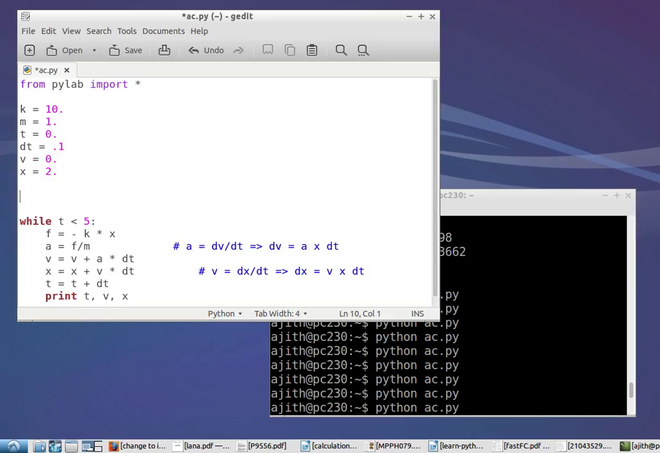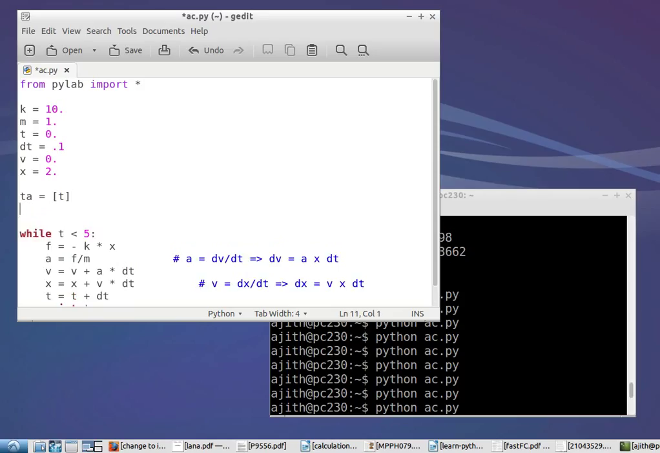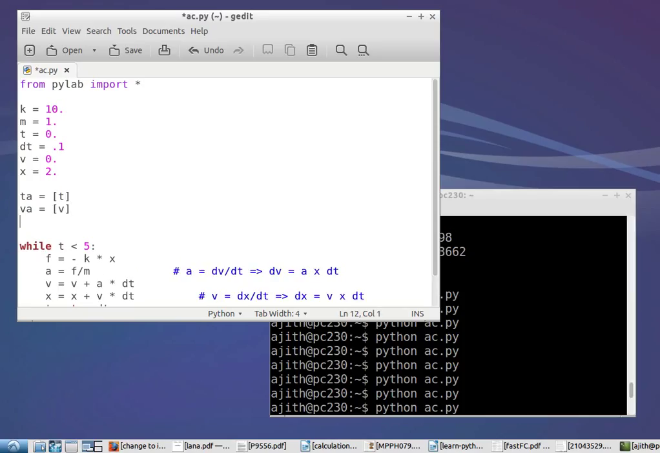For that, let us make some empty array, say ta. So all the time will be stored. The first element is the initial time, and similarly velocity we make a list, and the first element will be the initial velocity, that is 0, and the displacement array is the initial position.